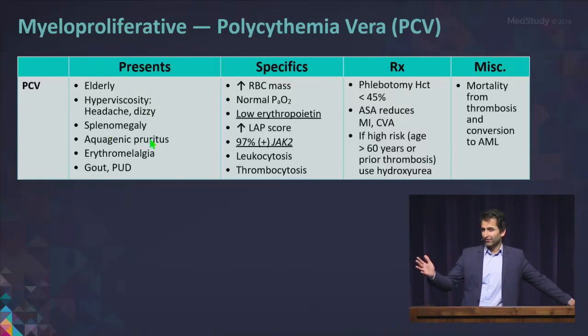enlarged spleen. And then on their CBC, their hemoglobin will be like 19.5. And that's when you want to think about P. vera. As we said, almost all of them have the JAK2 mutation. Primary treatment for P. vera, if you're lower risk, it's just phlebotomy to lower your hematocrit. If you're higher risk, we can use medications like hydroxyurea.